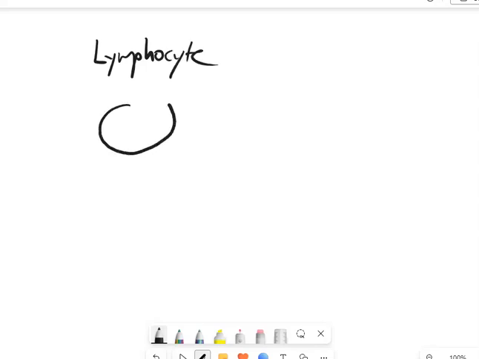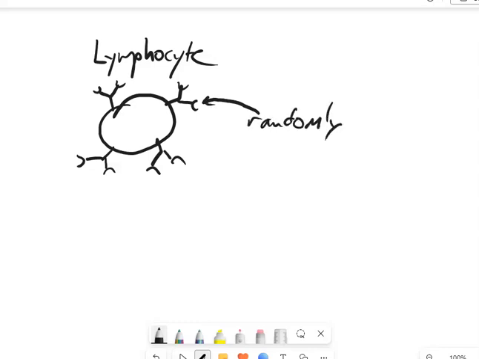The way we draw a lymphocyte reflects its true nature, where it has many copies of one single receptor called its lymphocyte receptor. If it's a B cell, it has a B cell receptor, and if it is a T cell, it has a T cell receptor. And the receptors are different. T cell receptors are not like B cell receptors, except that they are randomly generated.